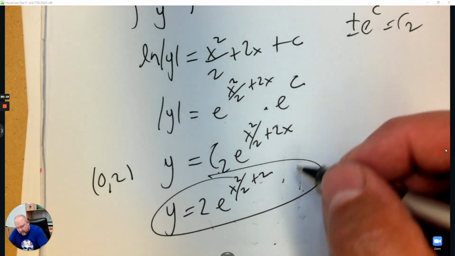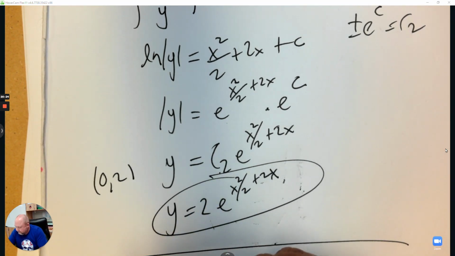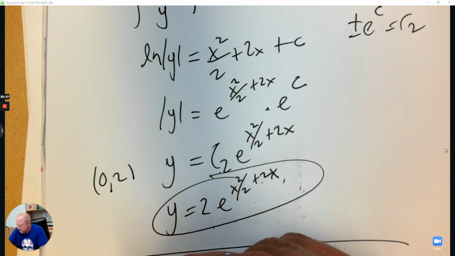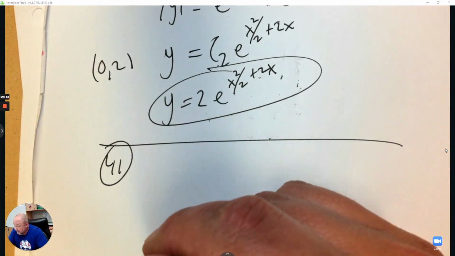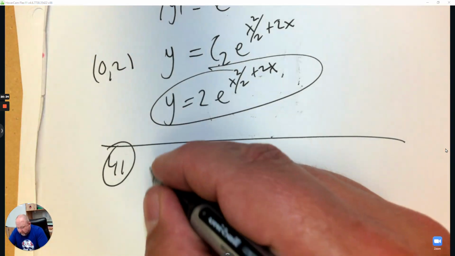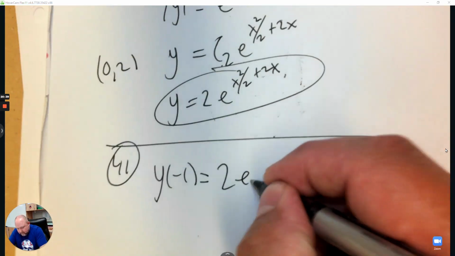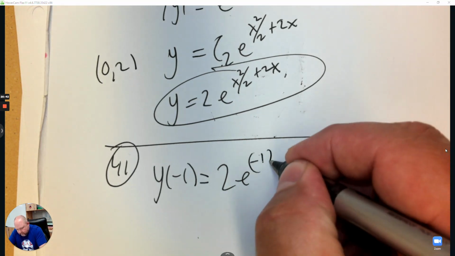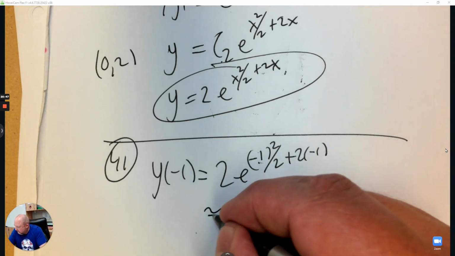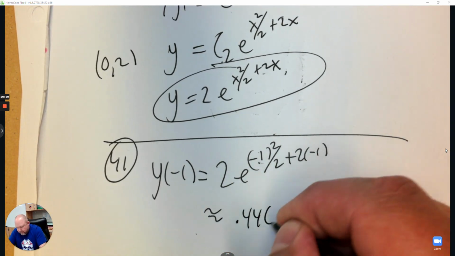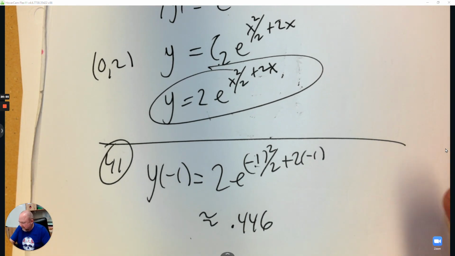Perfect. Oh, there's an x. Done. All right, number 41. That's it, right? Oh, it continues on the next page. Okay, find the exact value of y at -1. That means you plug it into this equation. Remember, this is all in the exponent, so the answer is approximately 0.446. Turn the page. Yes, there's more.